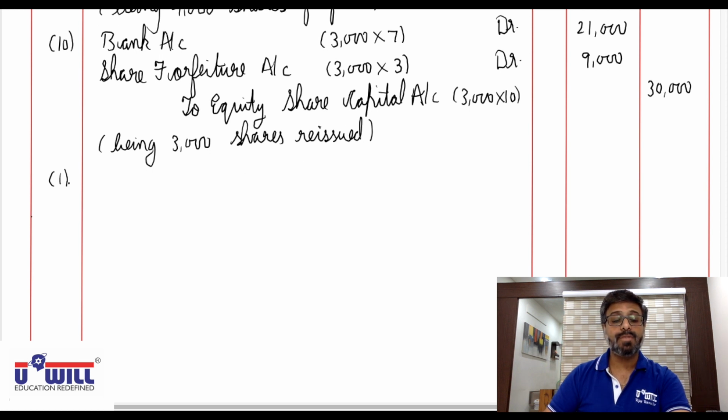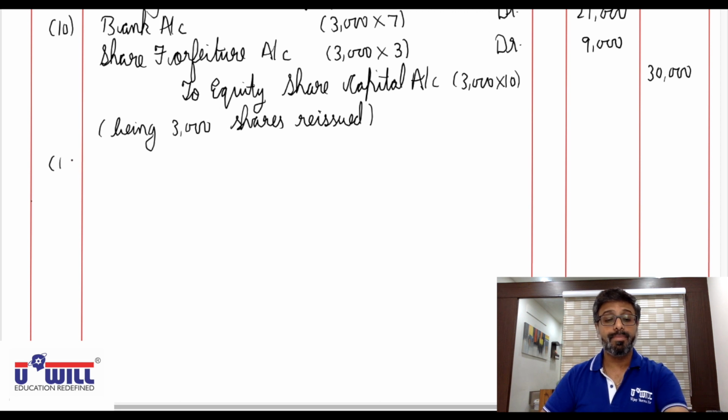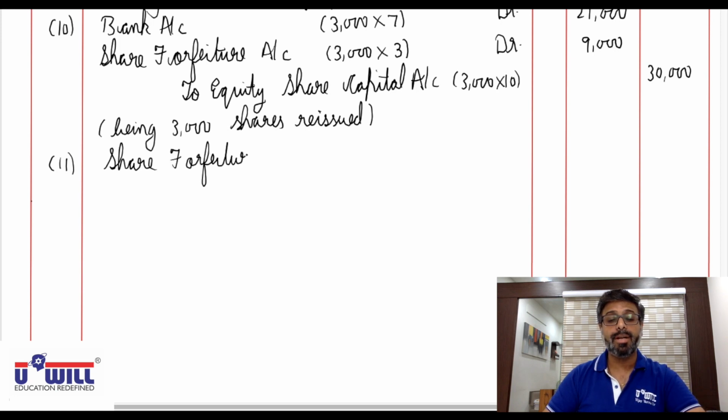Now last entry is for profit. Share forfeiture account debit to capital reserve account.